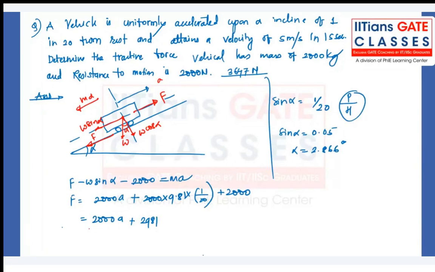So yeah, let's call it equation number one. Here you have to calculate the acceleration in order to get the value of the attractive force F. How will you calculate the acceleration? Using the equation V is equal to U plus AT.